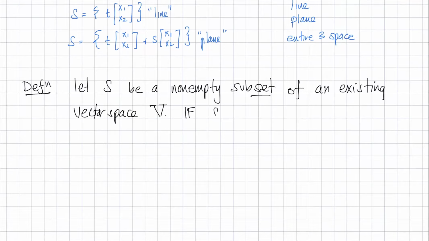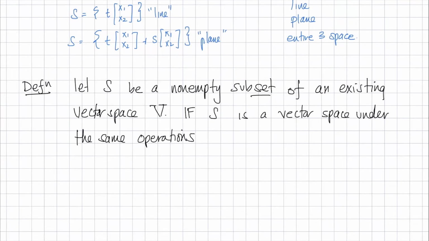If the set S is a vector space under the same operations as capital V, then we say S is a subspace of capital V. So what are we talking about here?